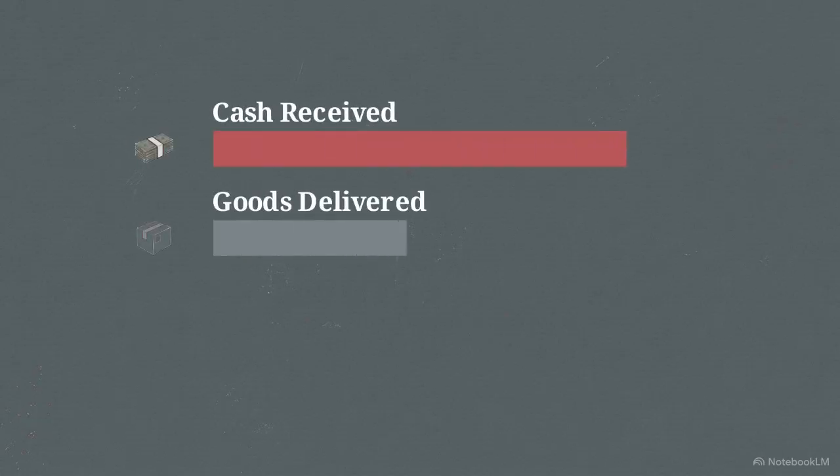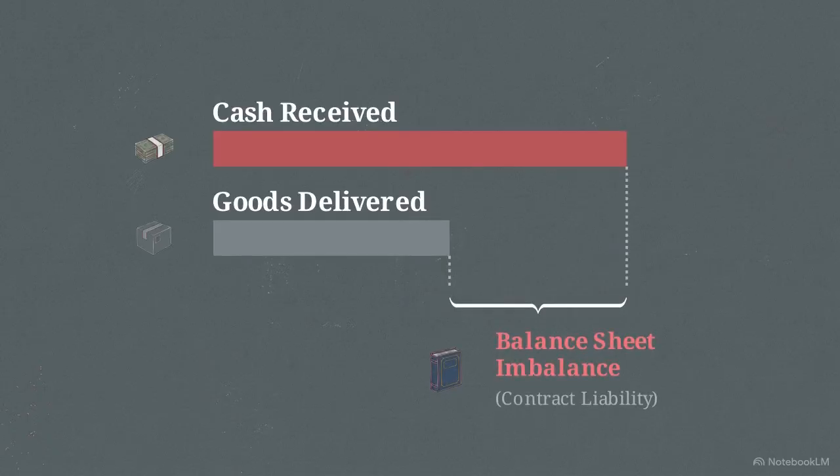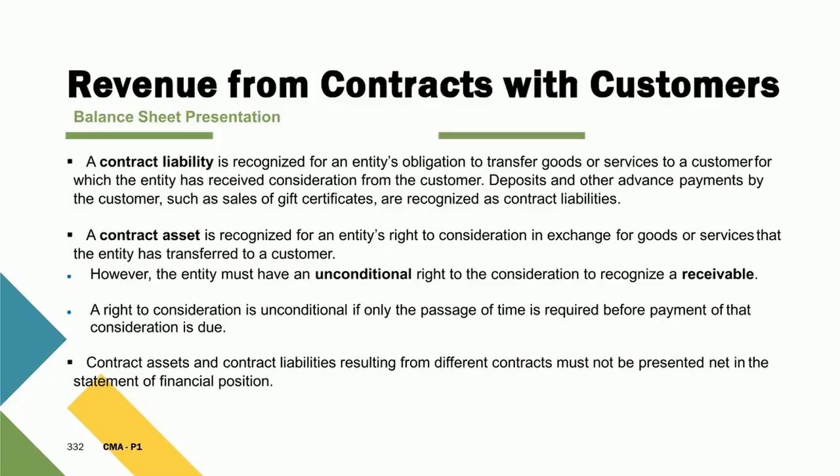The friction between cash flow and the 5-step model creates temporary imbalances. These are recorded as assets or liabilities on the balance sheet. Reporting standards require classifying these imbalances into specific categories. If a company receives cash before transferring goods, it records a contract liability, representing its obligation to perform. Conversely, transferring goods before payment creates a contract asset or a receivable.